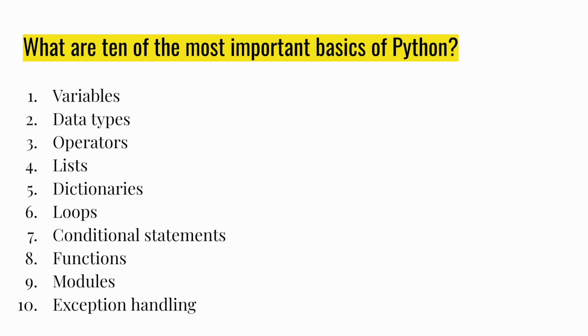Loops. As you might have known, loops are used to repeat a block of code multiple times. Python has two types of loops. One is for loops and the other is while loops. So we can see how it works. Okay. Conditional statements. Conditional statements allow us to execute different blocks of code depending on whether a condition is true or false. Python has two types of conditional statements, if statements and if-else statements.